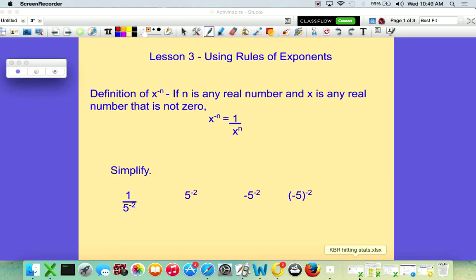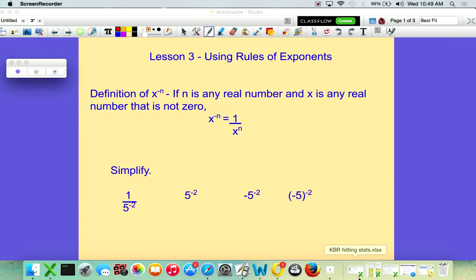We are going to do lesson 3 using rules of exponents. As we talked about in lesson 2, we do have to follow the order of operations, and one of them is dealing with the exponents. Now, maybe for the first time ever, you are going to deal with negative exponents.